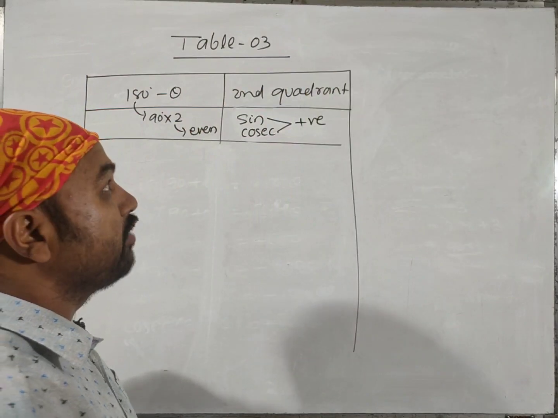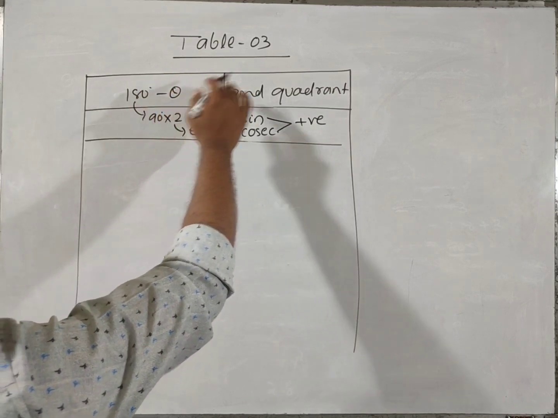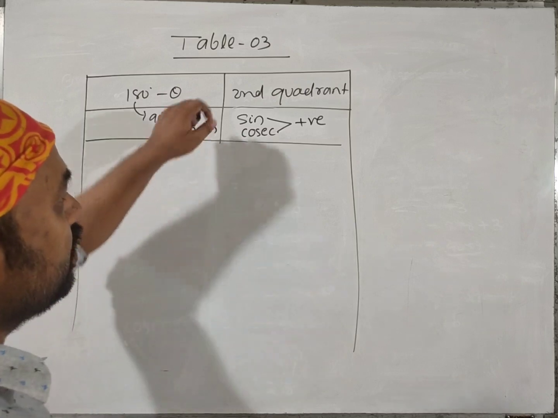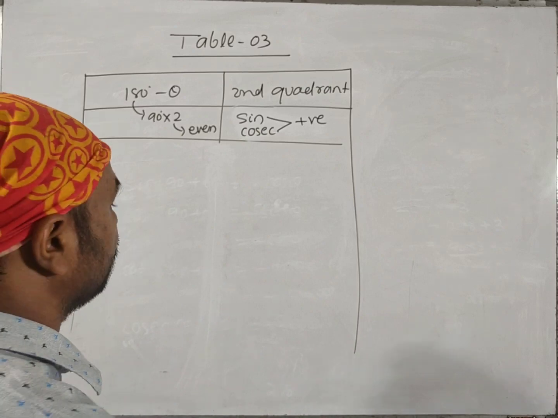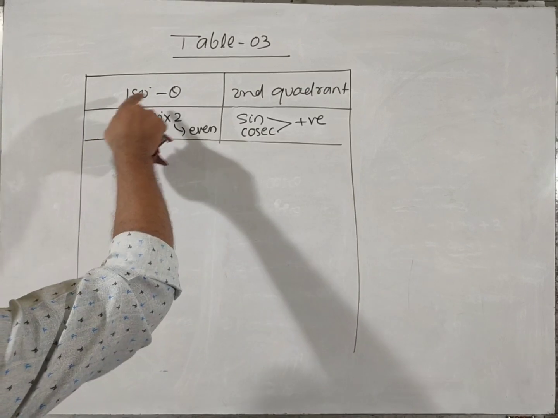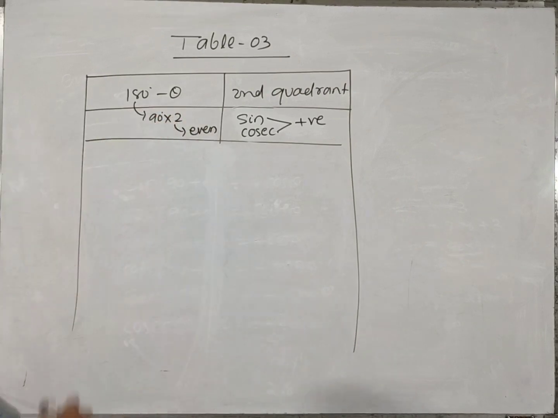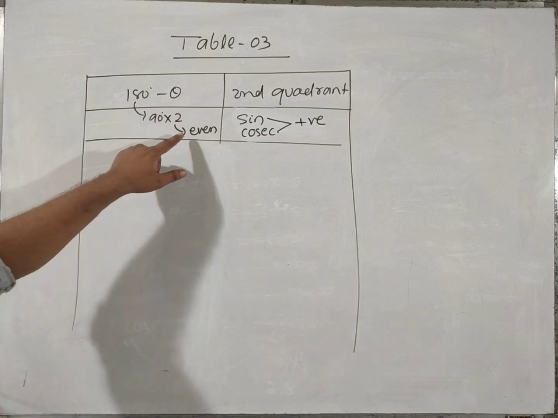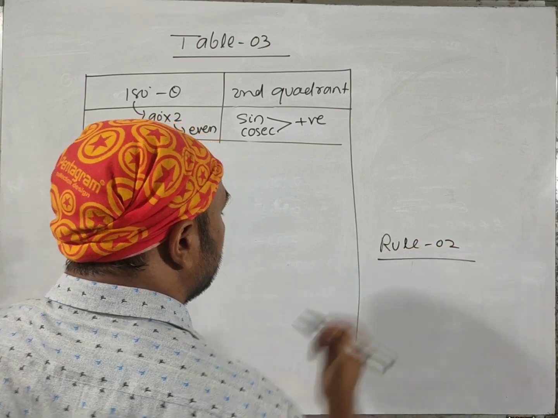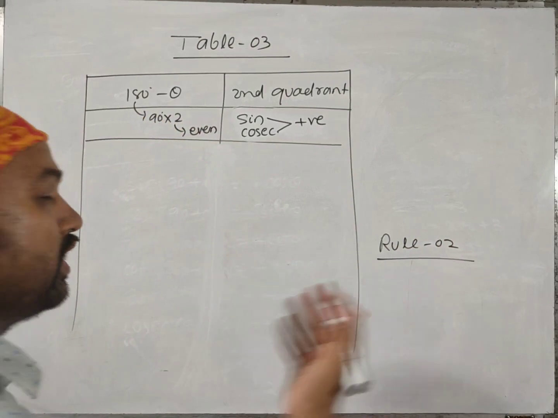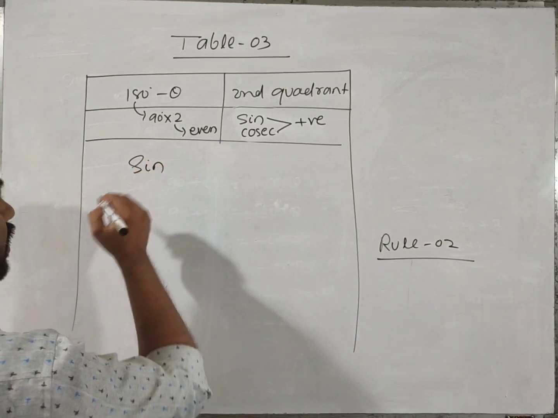Then let us discuss about the table number 3, and these angles are related to the formula 180 degree minus theta, which are lying in the second quadrant, and all of you know that in the second quadrant the two trigonometric functions sine and cosec are positive, and the rest of the 4 trigonometric functions are negative here. And this 180 degree minus theta can be expressed as an even multiple of 90 degree. So these angles are associated with the even multiple of 90 degree. That means rule number 2 is applied here. That means the trigonometric functions remain unchanged. So sine will be sine, cos will be cos, tan will be tan. Similarly the rest of the 3.